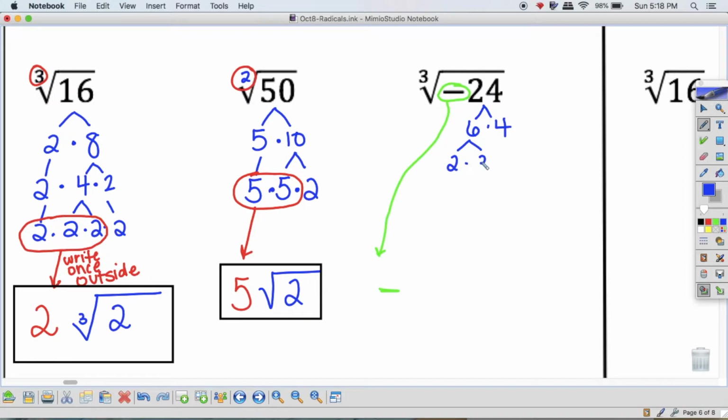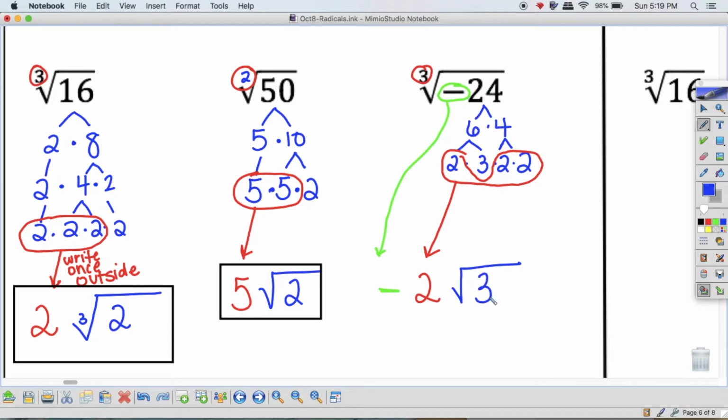6 breaks down to 2 times 3. 4 breaks down into 2 times 2. Okay, and then I don't have any other prime factors. Since my index is 3, I'm going to look for a group of 3 of the same number. When I have that, I'm going to write it once on the outside. And this 3, anything that didn't get circled remains on the inside, okay? And this is my final answer. Or is it my final answer? There is something wrong with my answer. I want to see if you know what it is. Do you know what's wrong with my answer?